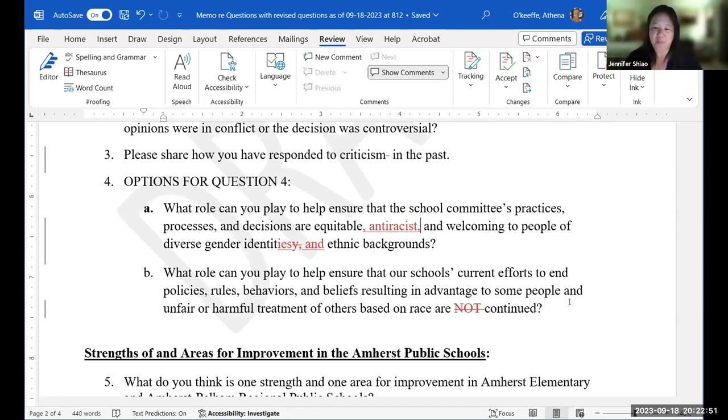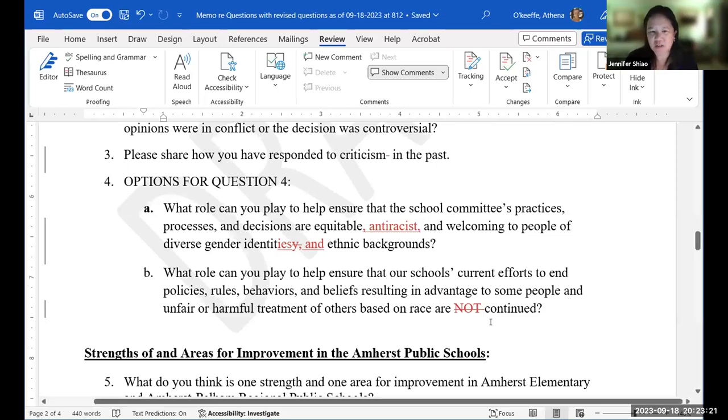I like A with anti-racist added in where it is. I'm good with A. B, I'm trying to wrap my head around B. It seems like over the break you changed it to our school's current efforts as opposed to the committee's current efforts, because school committee members can't do as much as many people think we do. We don't set policy at the school level. Okay. So I would want to change that to the committee's current efforts.